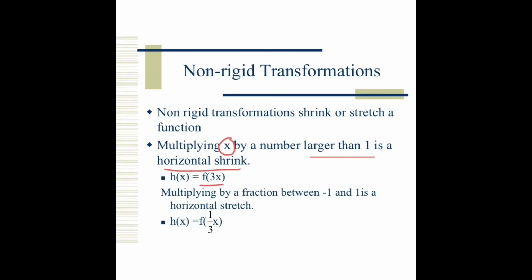If we instead multiply by something between -1 and +1, then we're going to have a horizontal stretch, and we can see we have f of 1/3 x. And the reason why we have a horizontal stretch is because it's taking a lot longer for our function to do things, because we're cutting all of the x values by 1/3. And so the whole thing is going to be horizontally stretched out and much, much longer.